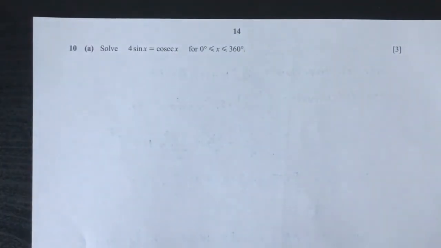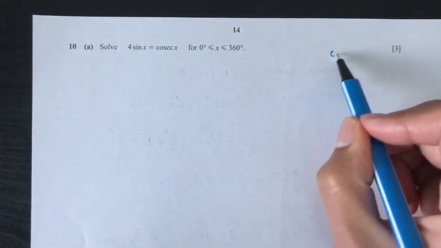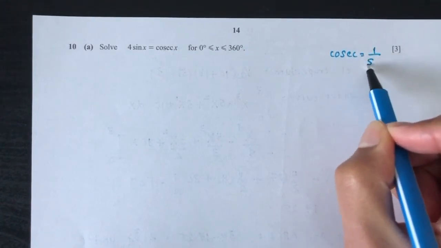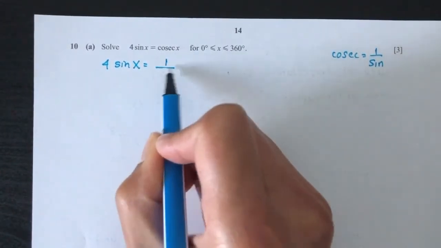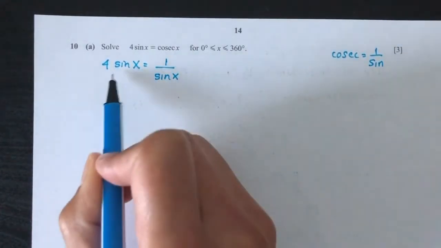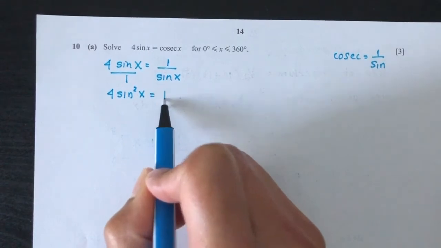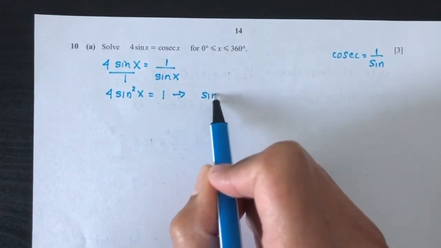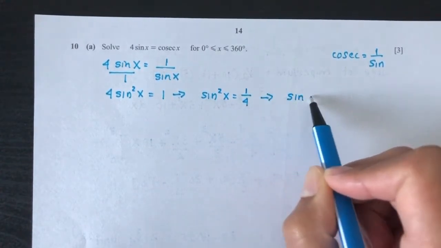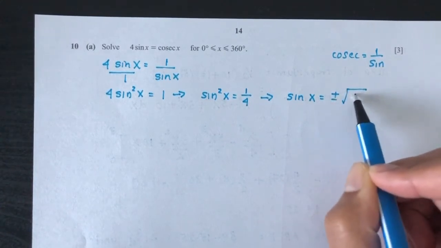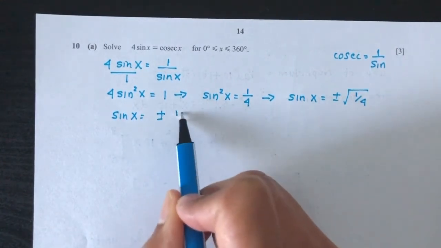So we have to solve this one between x, 0 and 360. So first step is to realize what this is. Cosec is 1 over sine. So replace, you will have 4 sine x equal to 1 over sine x. Next step is to cross multiply. You will have 4 sine square x equal to 1, which brings you to sine square x is equal to 1 over 4, which brings you to sine x is equal to plus minus root of 1 over 4, and finally sine x is equal to plus minus 1 over 2.